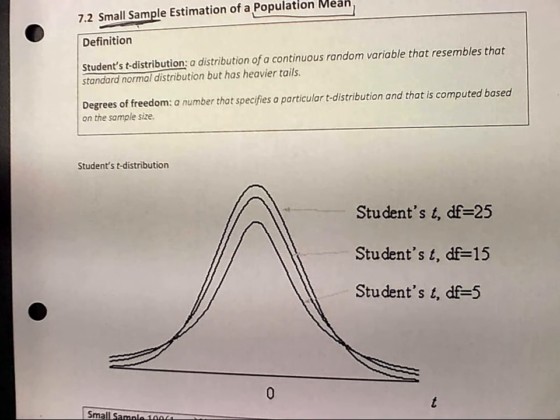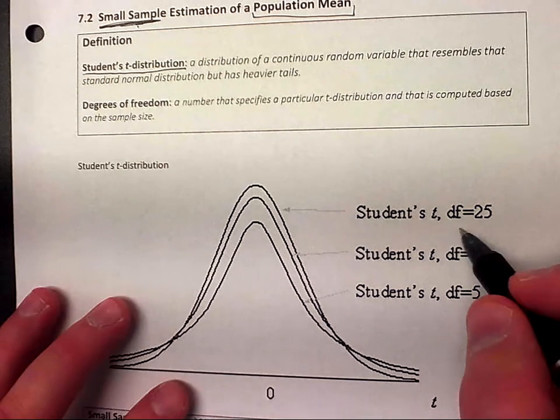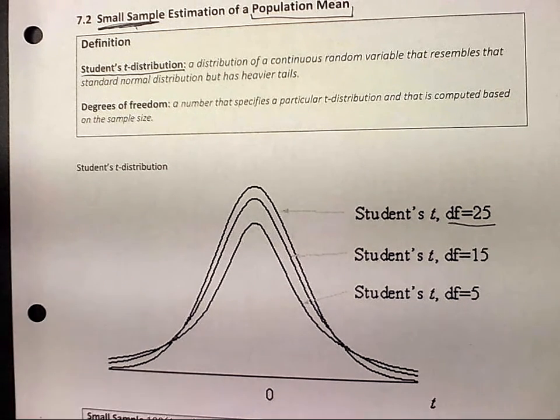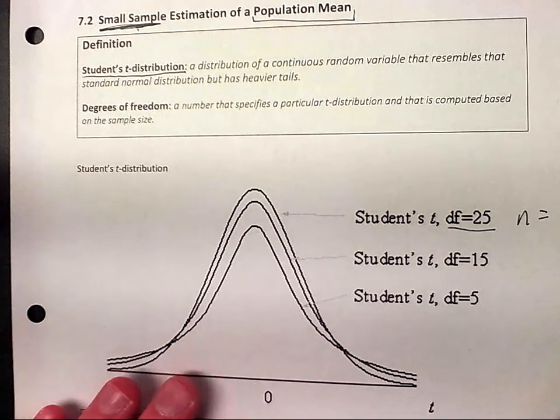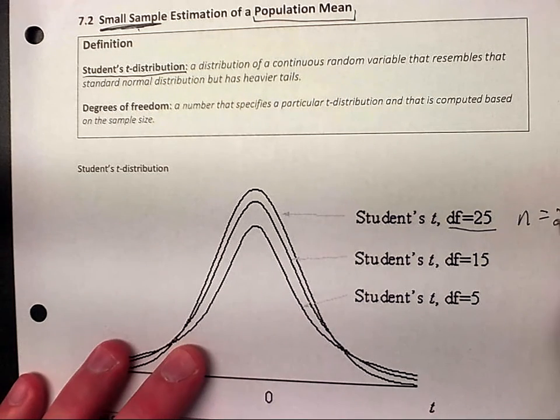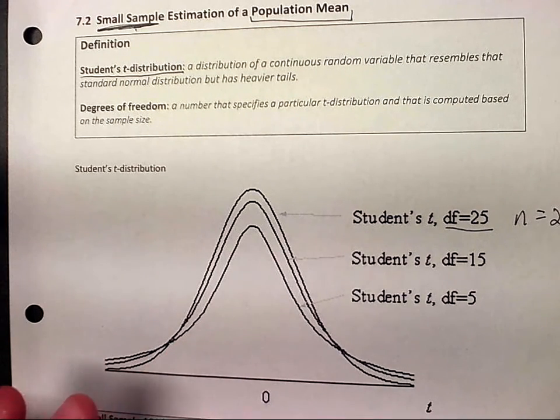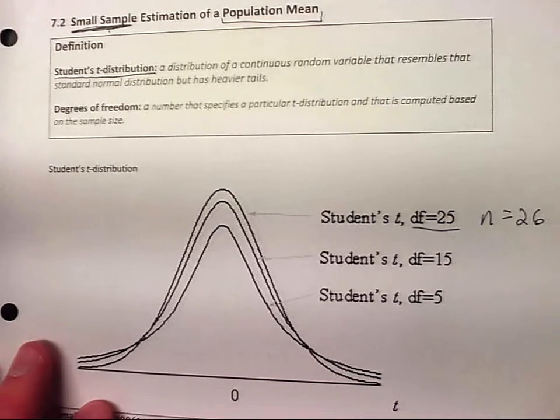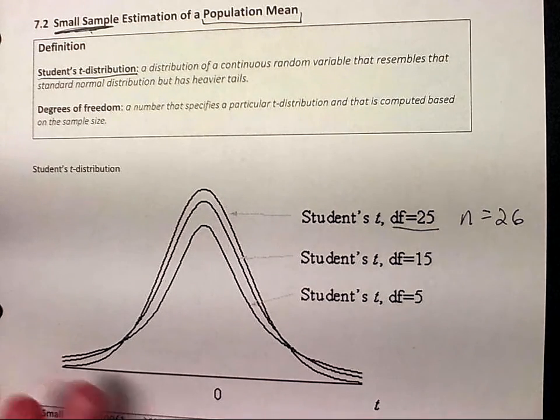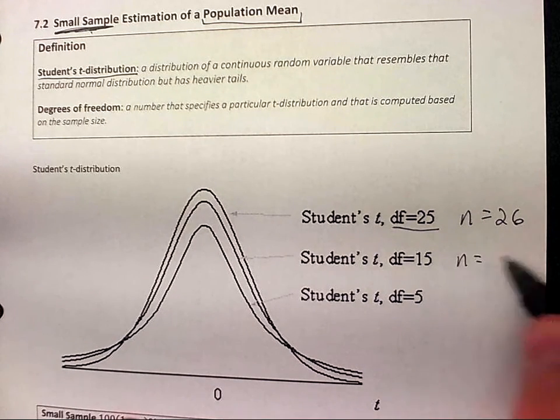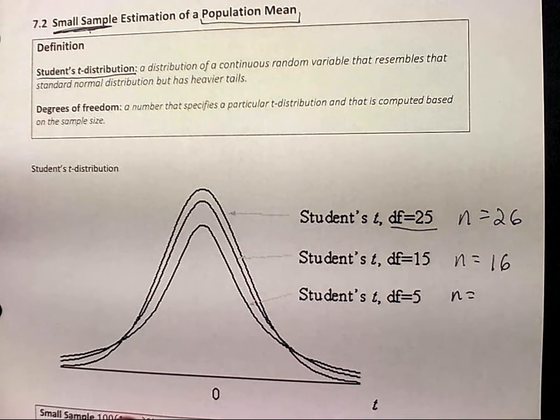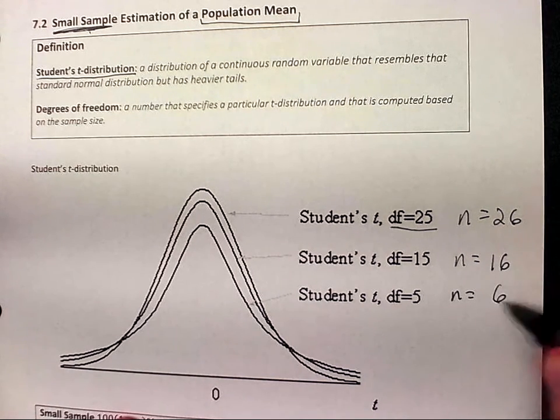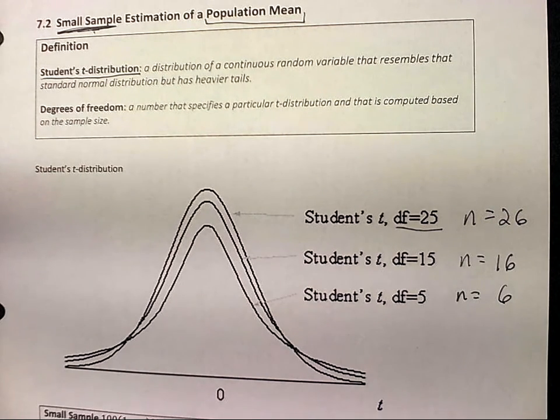So, let's come back over here to this graph right here. Your degrees of freedom is equal to 25. So therefore, your sample size is equal to 26, right? Because it's little n minus 1. So the way that we get from 26 to 25 is by subtracting 1. What is your sample size going to be for 15? 16. And then obviously for 5 degrees of freedom, you're going to have a sample size of 6.